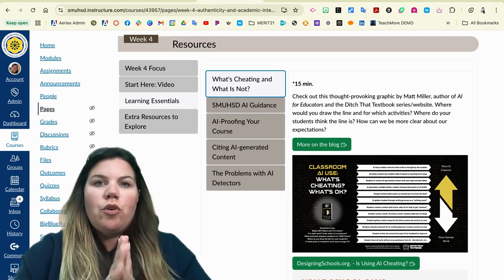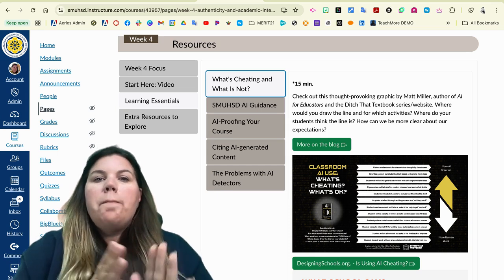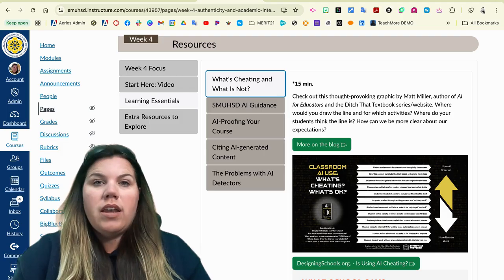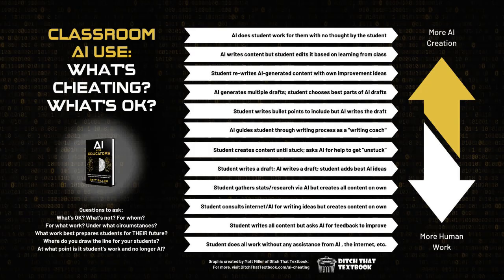So I'm not going to go through all of the resources that are here, but I do want everyone to make sure that they stop and look at this very first one from Matt Miller's book, AI for Educators. This graphic really gives a clear picture for me, or at least it was eye-opening for me when I was first thinking about what is cheating and what is okay when it comes to how much AI a student is using. It just makes it really not black and white. There's tons of gray area.